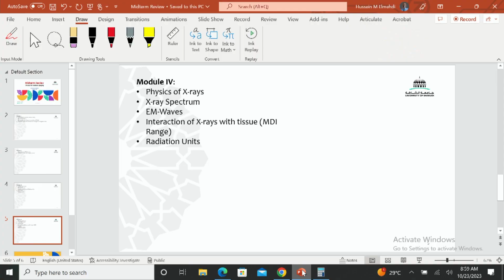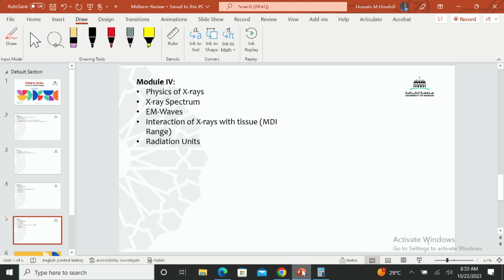So that's very important. Okay, so next we move to module number 4, which is the last one, or at least the last one for the midterm. And this includes the physics of X-rays, the X-ray spectrum, and EM waves. As I said, it also includes the interactions of the X-rays with the tissue. But these are the ones that we're going to focus only on: physics of X-rays, the X-ray spectrum, and EM waves.